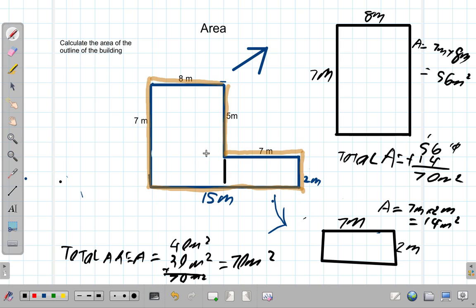So you could cut the rectangle, whether you want to cut it across like this or down like this, you get the same answer. Or we cut the outline into 2 rectangles. So in a case like this, what you need to do is divide that complex shape into more than 1 rectangle and then calculate the area for each rectangle.